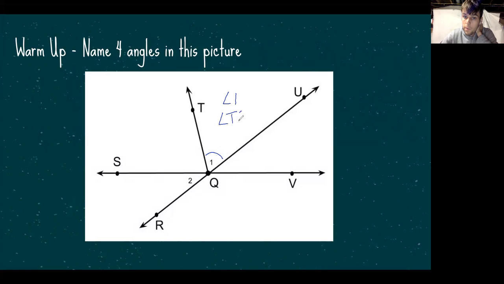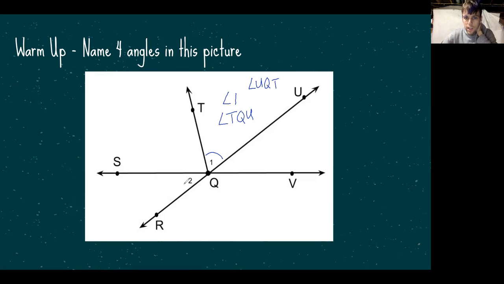It's really important to remember that the vertex always has to be in the middle. So our vertex here is Q, that is the middle letter there. And then the other way, so we went TQU, we could go the other direction and call this angle UQT. One of the ways I like to think about it is with these 3-letter namings, I'm just sort of tracing the angle. If I follow the letters, I kind of trace the angle. So U, Q, T, and just following those lines, I make that angle.